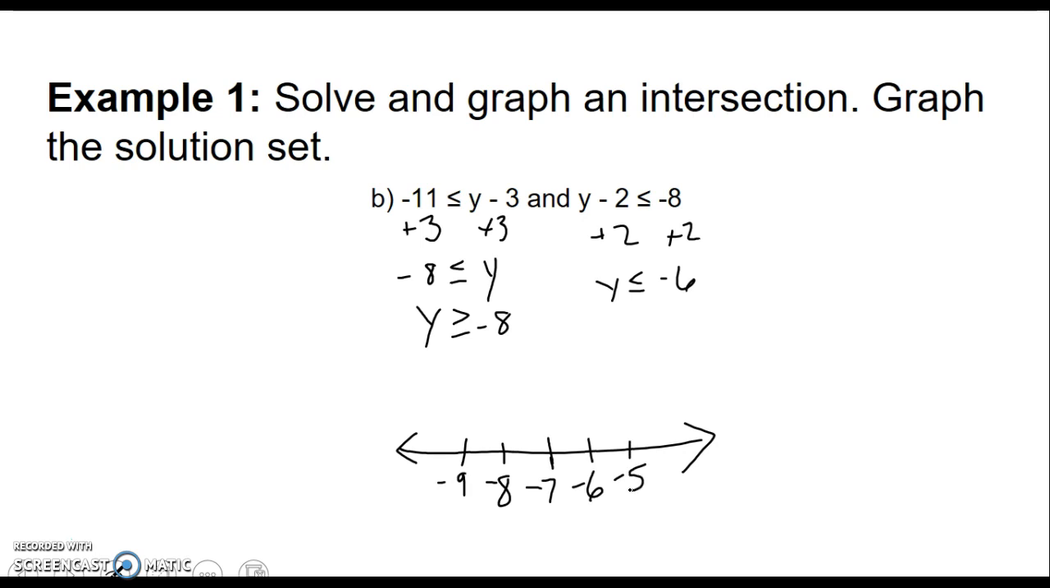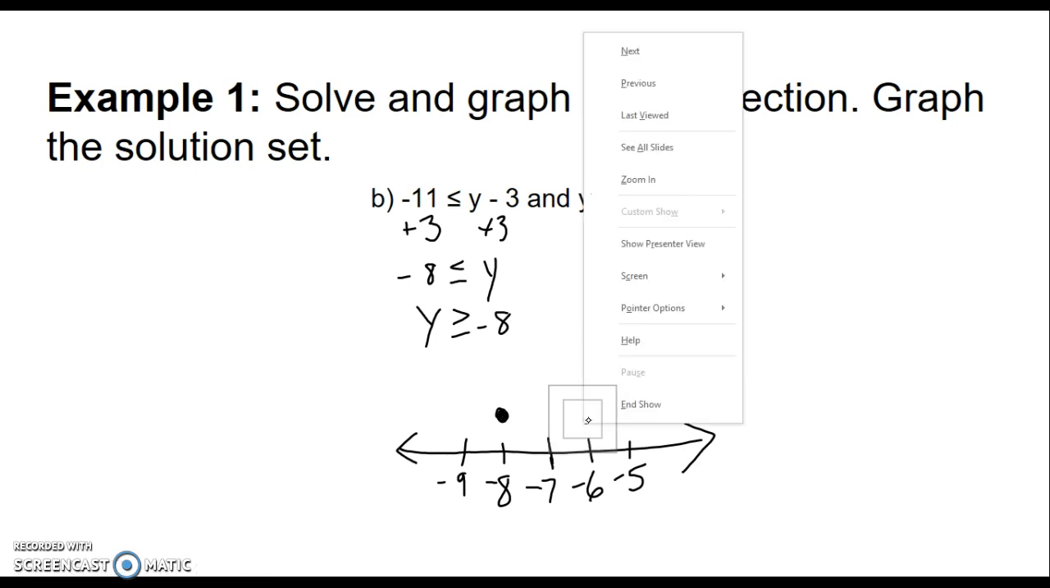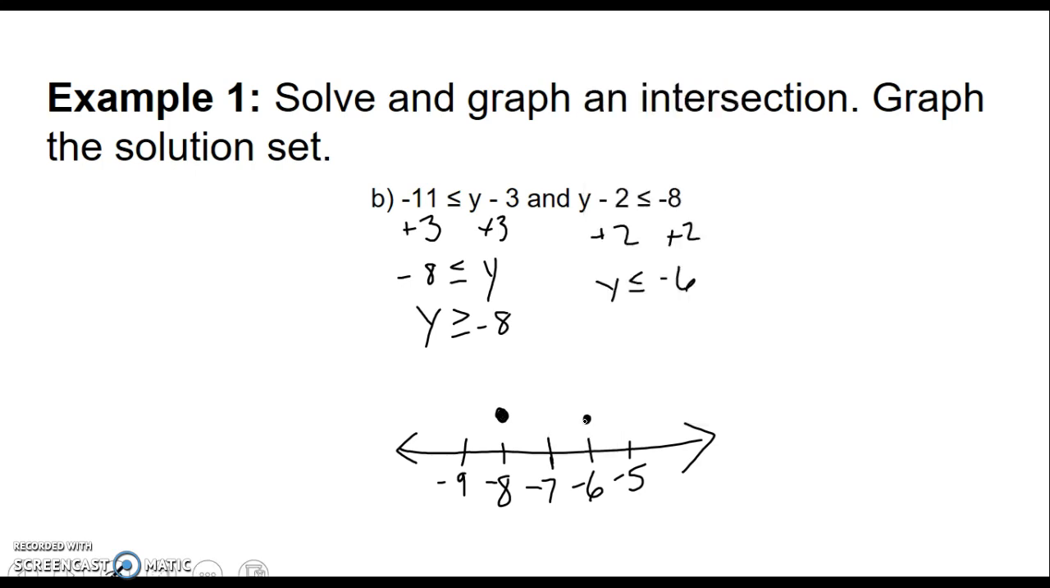For y is greater than or equal to -8, I'm going to put a closed dot since it's greater than or equal to. For y is less than or equal to -6, I'm going to put a closed dot since it's less than or equal to. For this inequality, I know it's going to point to the right. It's greater than. For this inequality, I know my arrow is going to point to the left because it's less than. Because of this, I can just draw a line that connects these two dots. And there's my graph of this inequality.